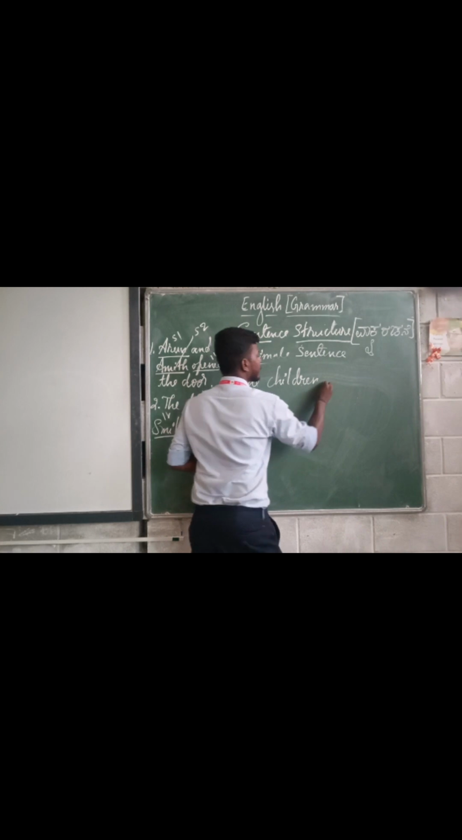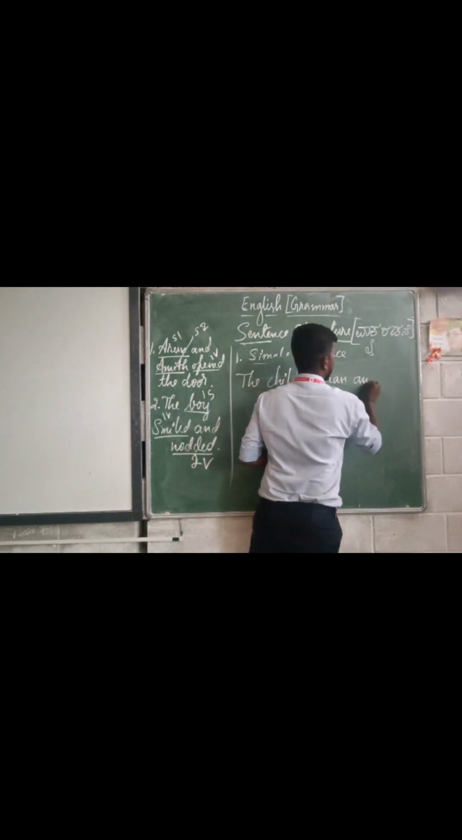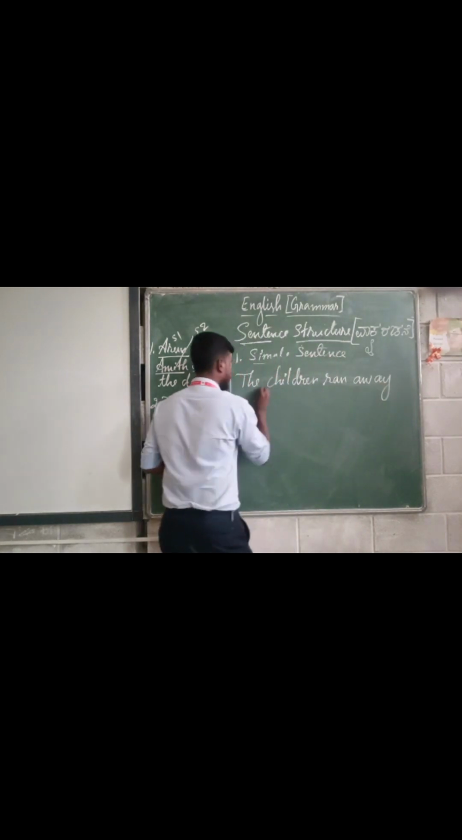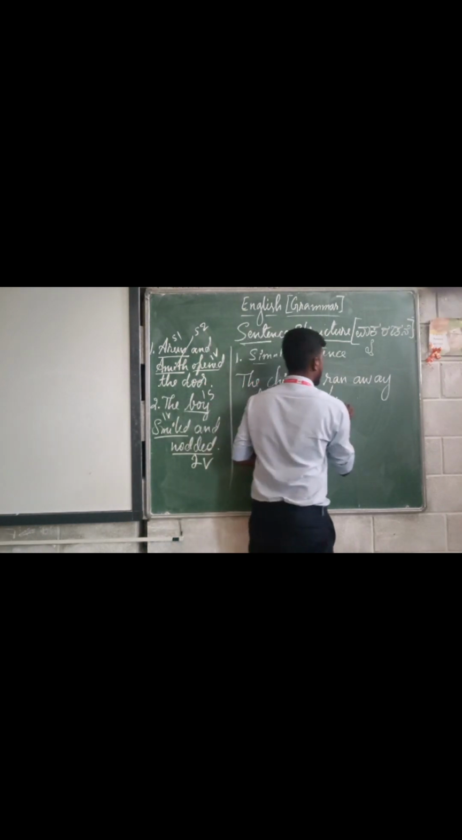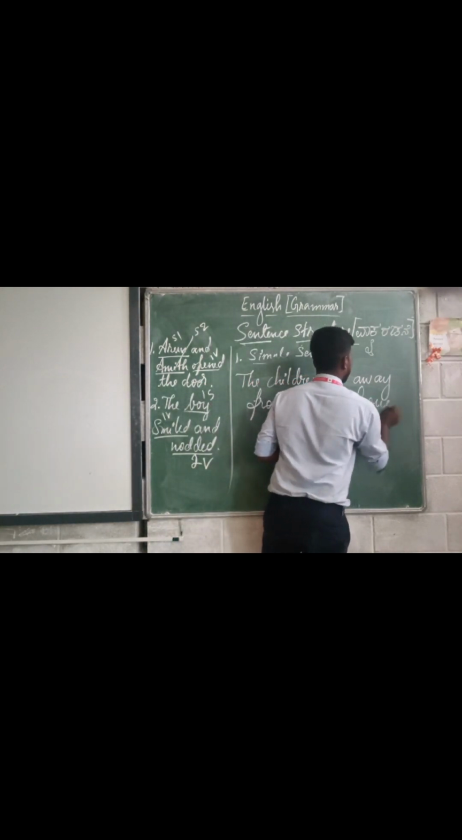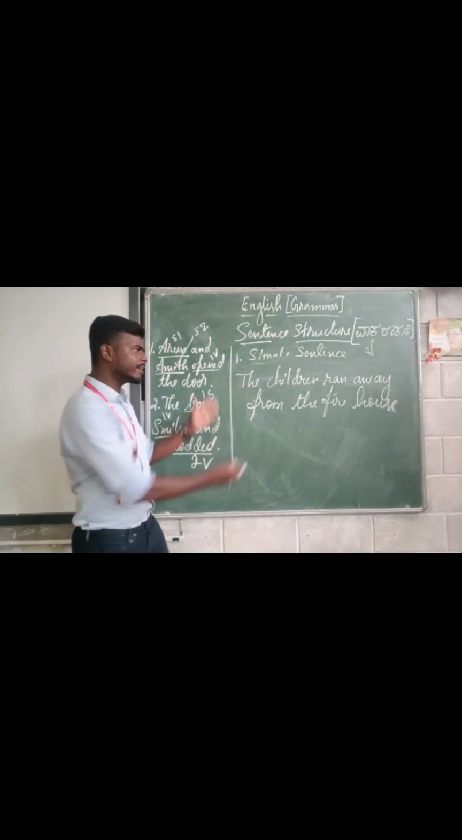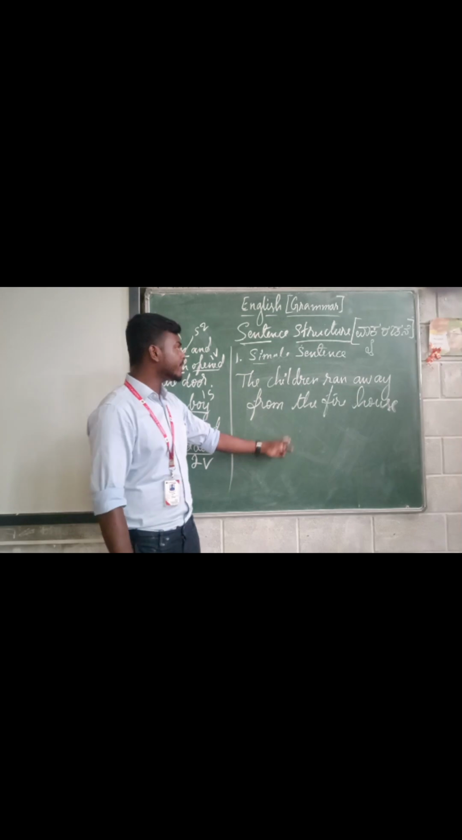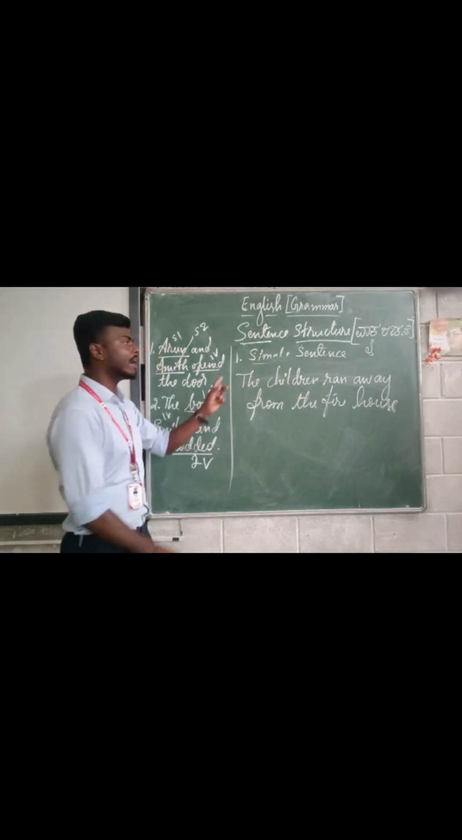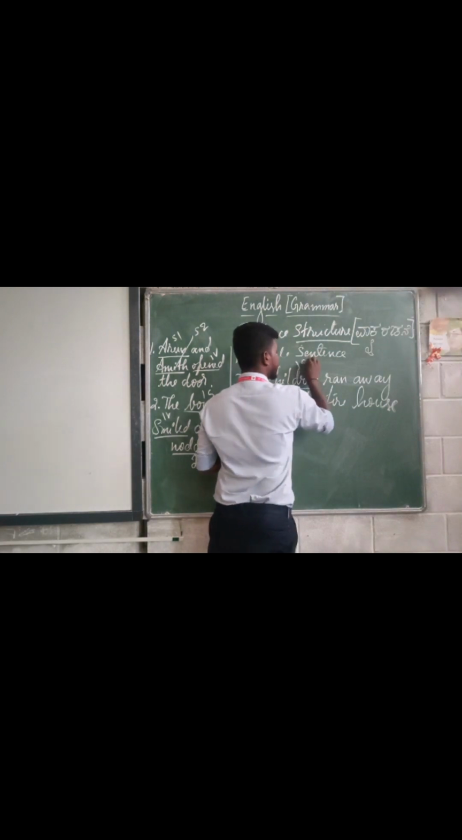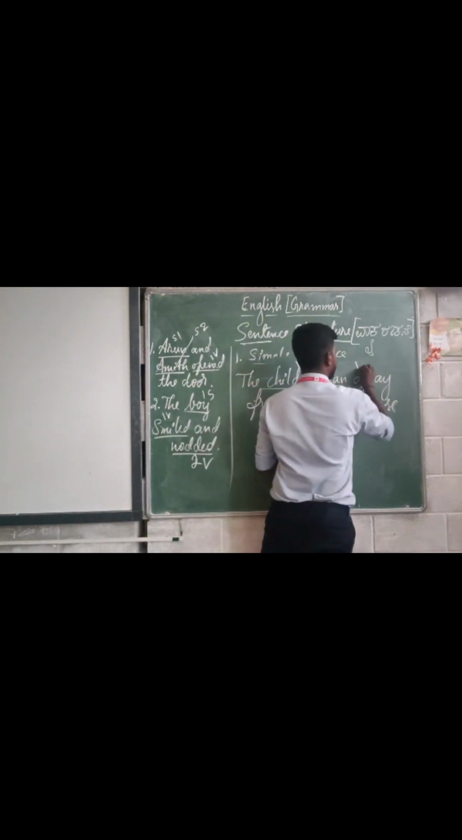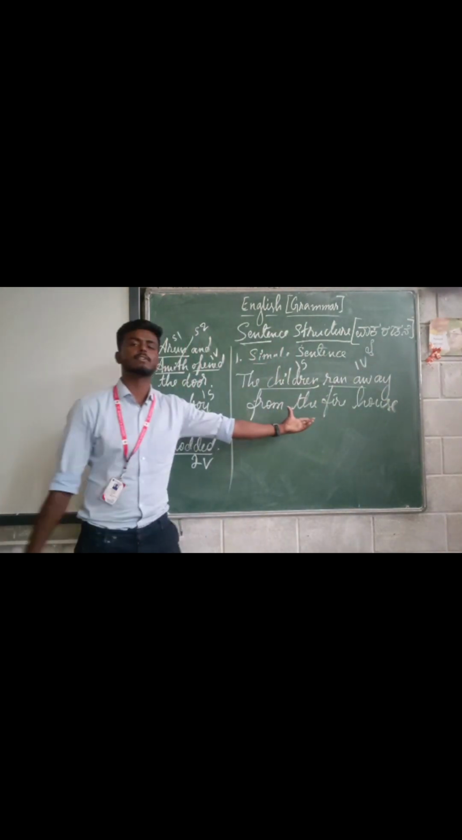The children ran away from the firehouse. Okay, so this is a simple sentence. It looks lengthier, but it is also a simple sentence. Why? Because here we have one subject, one verb. The subject is the children, one subject. The verb is ran away, one verb. So it gives a complete sentence here.